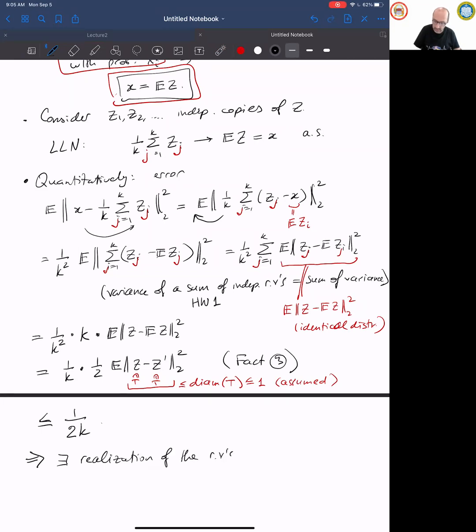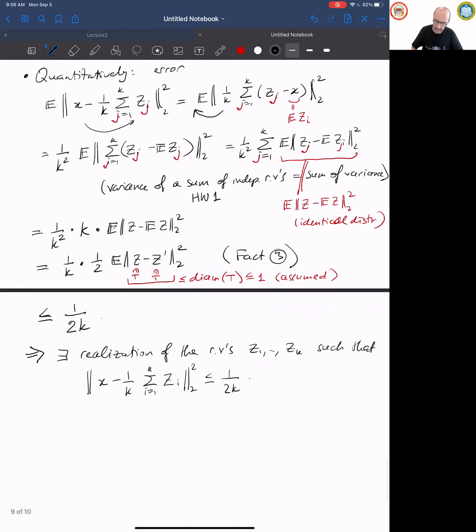of the random variables z1 such that this expression is less than its expectation, less than 2k. And the zi's, remember, they're in this convex set T. So that's it. Quod erat demonstrandum. So there exist points in T that make this approximate convex combination. And we proved the approximate Caratheodory.